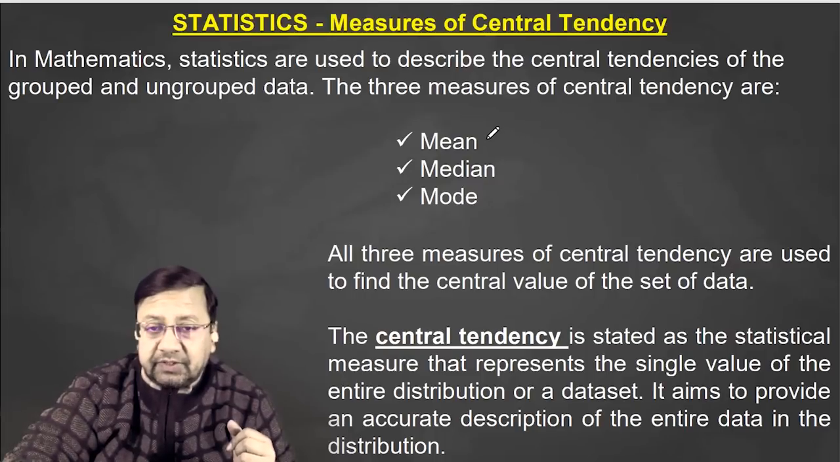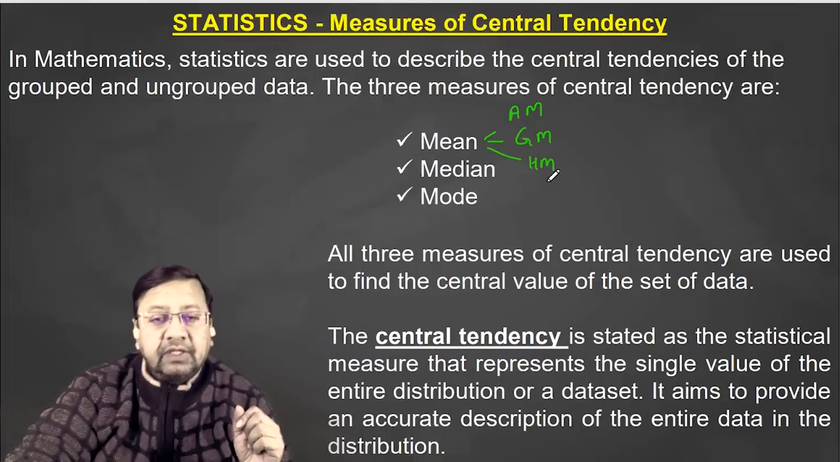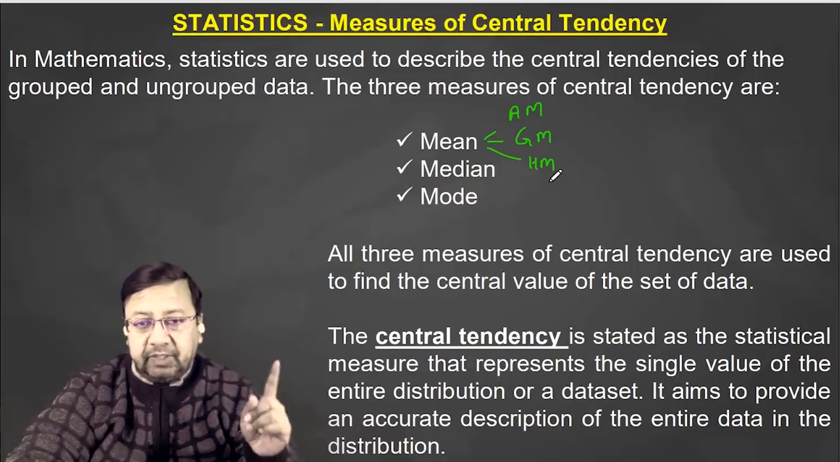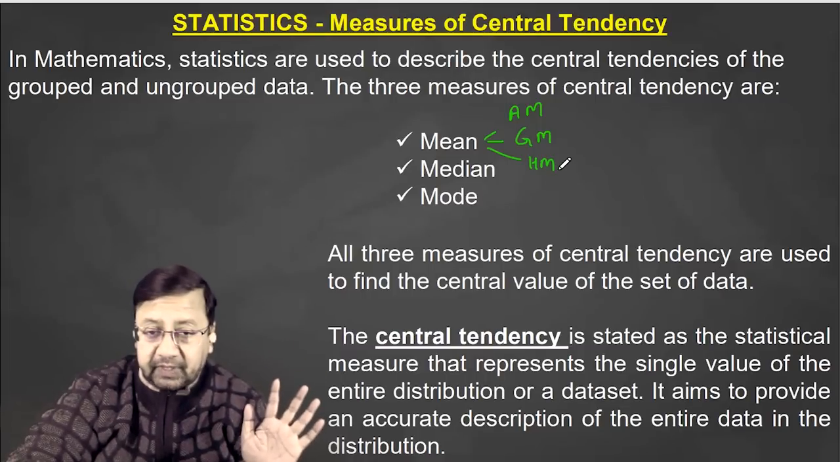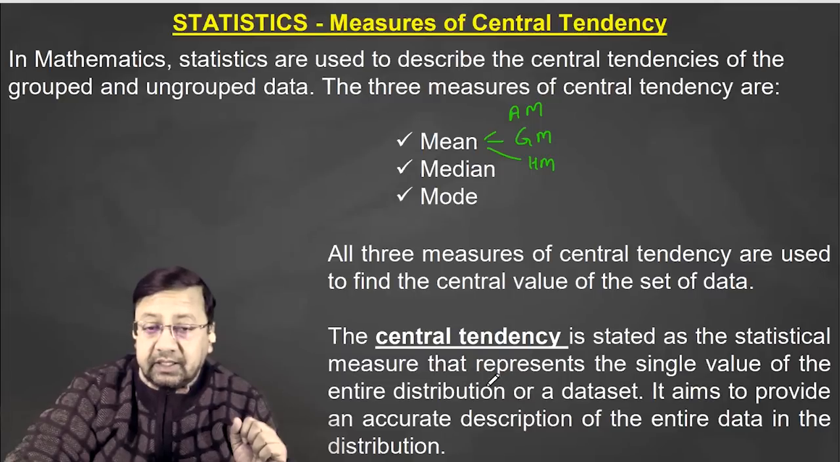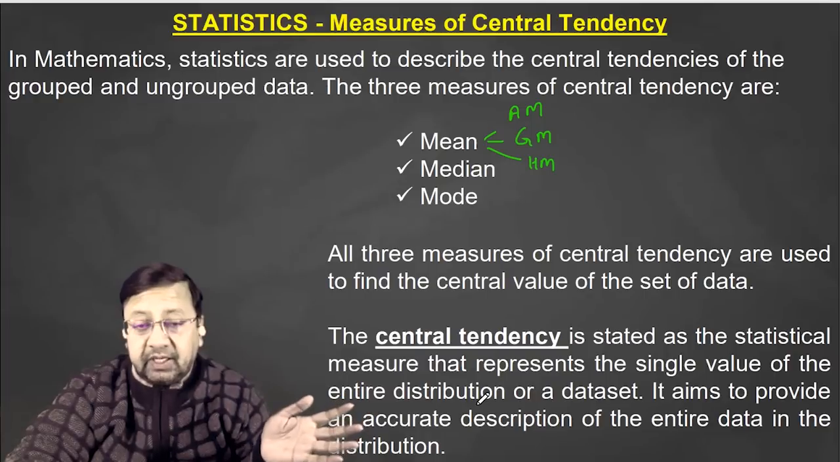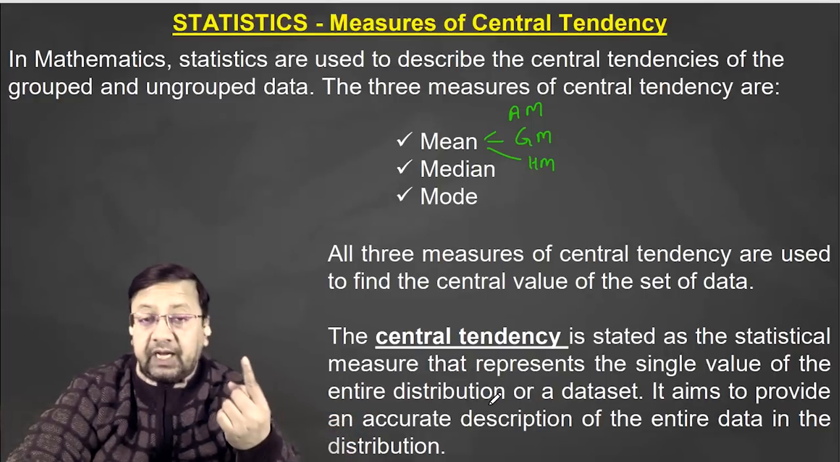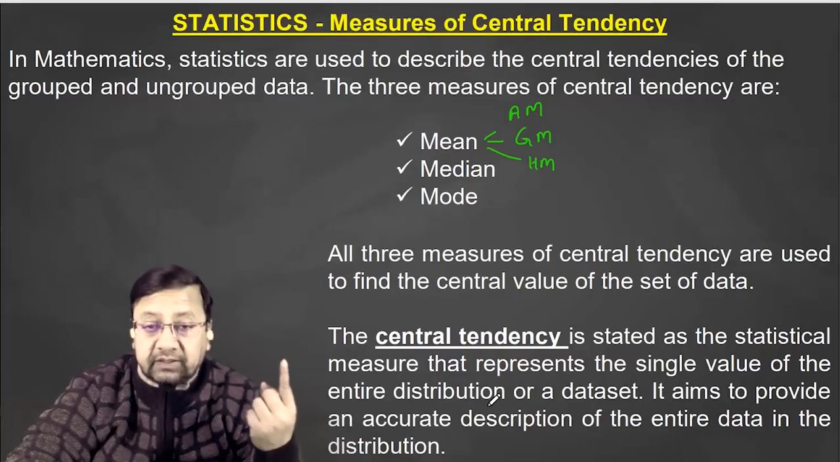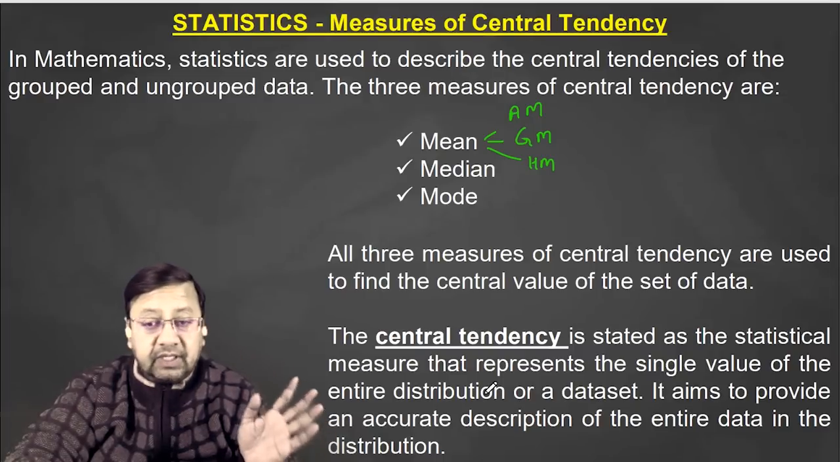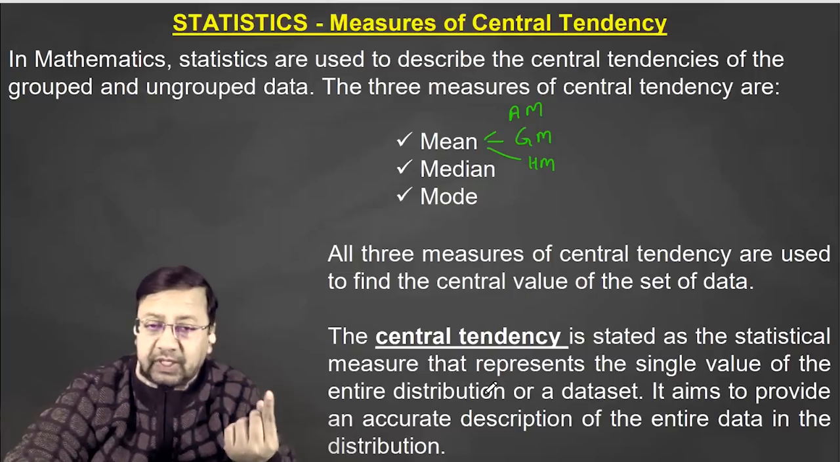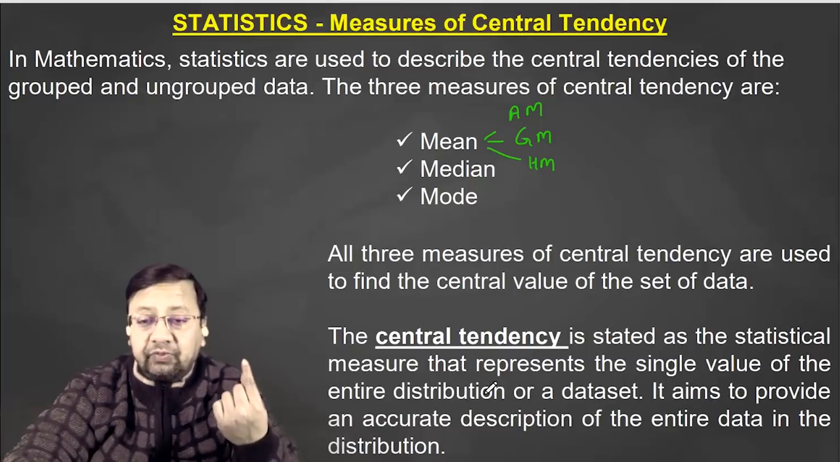If I go a little further, mean is of three types: first is arithmetic mean, second is geometric mean, and the third is harmonic mean. So in total we have five measurements in the measure of central tendency: arithmetic mean, geometric mean, harmonic mean, median, and mode. Central tendency is a statistical measure that represents a single value of the entire distribution. If you calculate the average salary, just one value. If you calculate the average marks, just one value. For the entire data set you have a single value as a result, because this is saying center, and the center is just one thing, one answer.